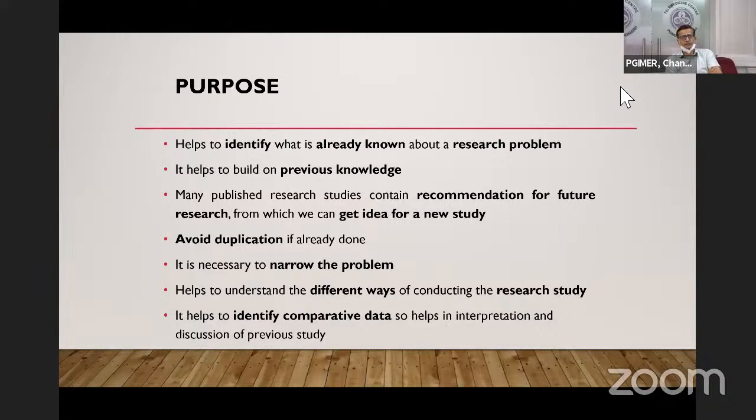Then it helps to understand the different ways of conducting a research study. By studying the methodologies of the different published literature, you get an idea of how you can adapt the methodology of your proposed research study, and which methodology would be more convenient for your research question. So it will give you different ideas to do your study. And it also helps to identify the comparative data, so it helps in interpretation and discussion of the previous studies.